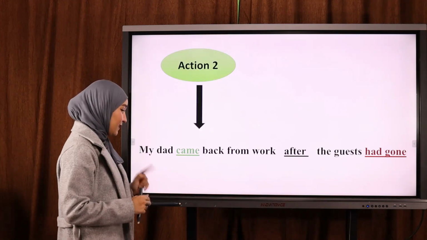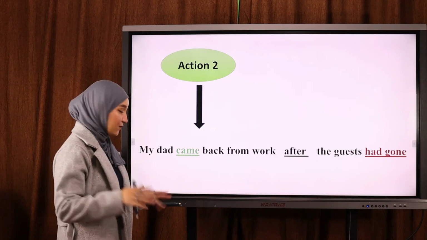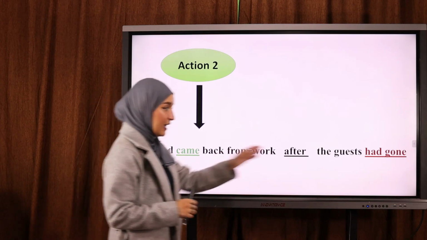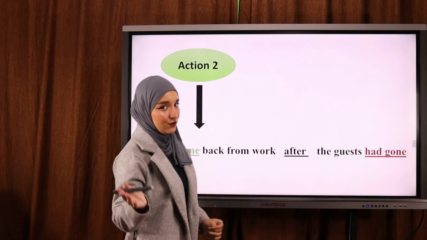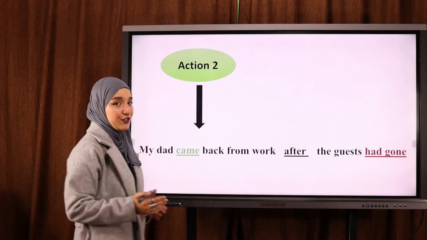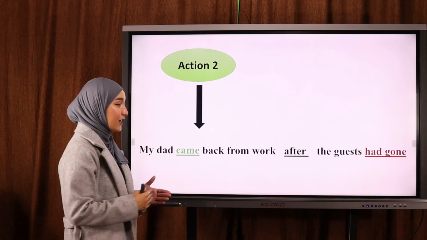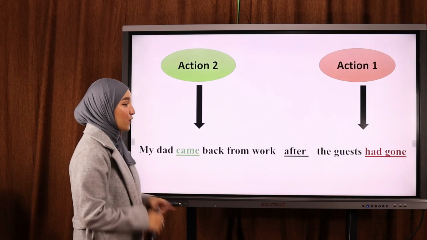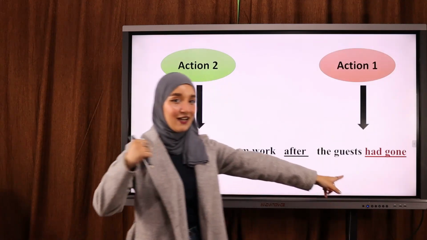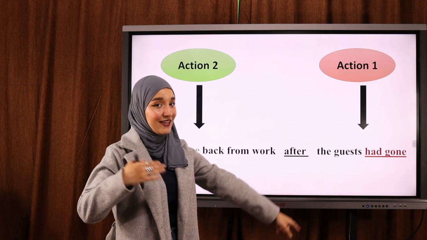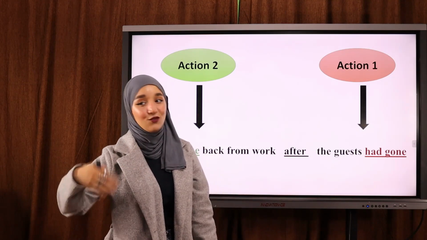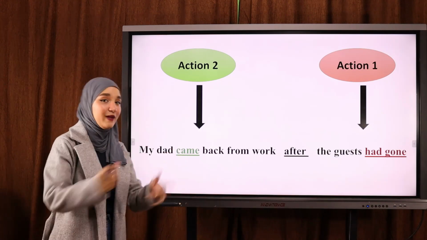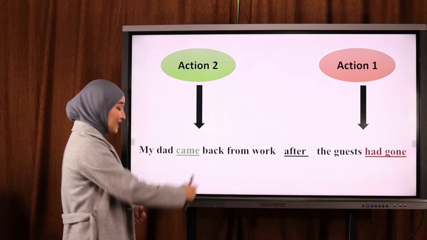Action number one, or the first action: my dad came back from work. Action number two: the guests had gone. So if I want to order them, which action comes first? Of course, the guests had gone. And then my dad came back from work.